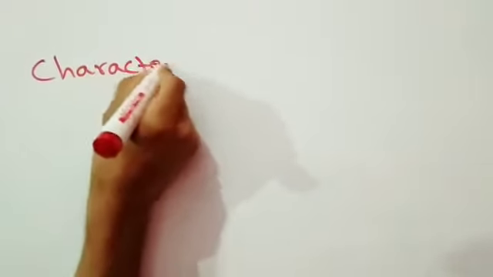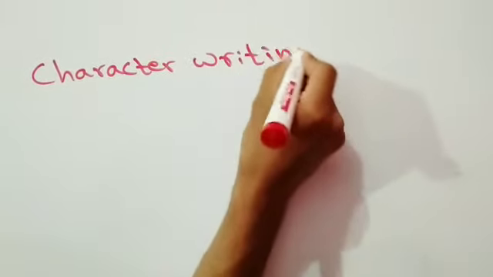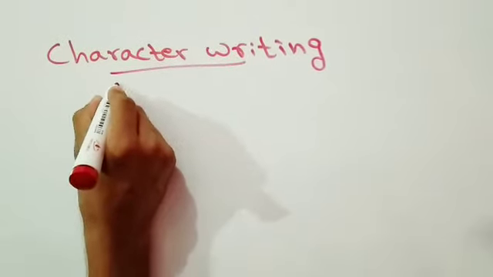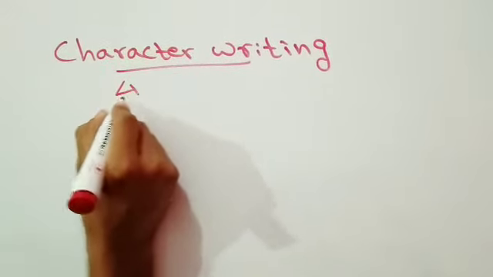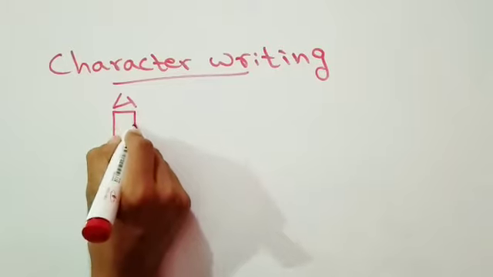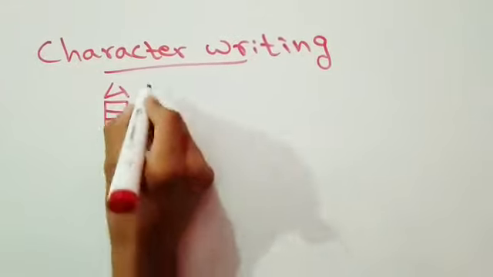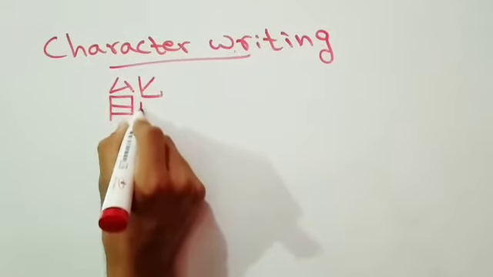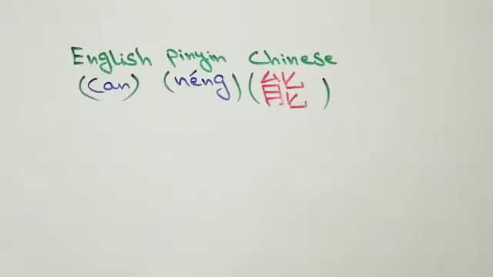So let's start character writing. How to write the word nang in Chinese character. So let's start. Stroke 1, stroke 2, stroke 3, stroke 4, stroke 5, stroke 6, stroke 7, stroke 8, stroke 9, stroke 10, stroke 11, and the last stroke is stroke 12.